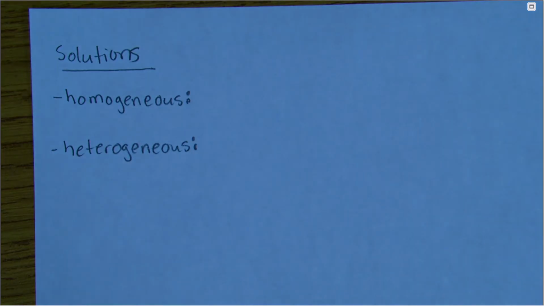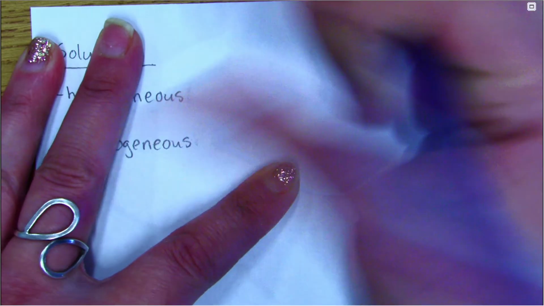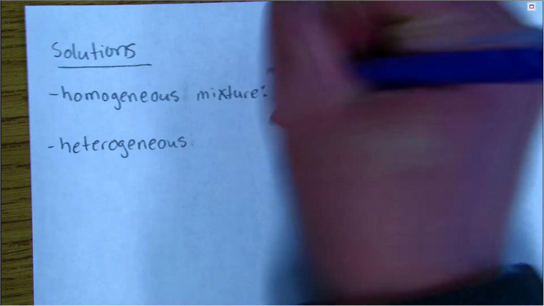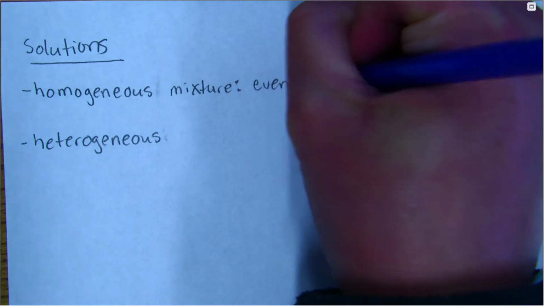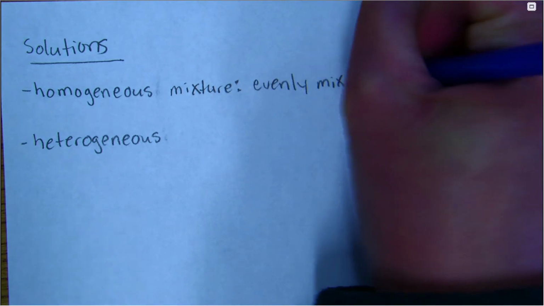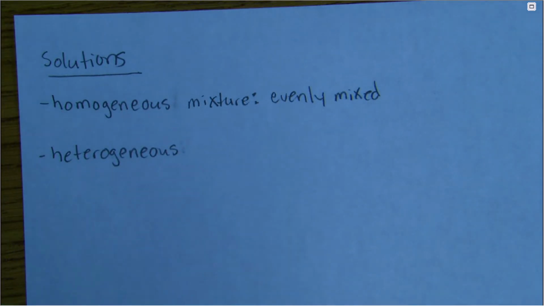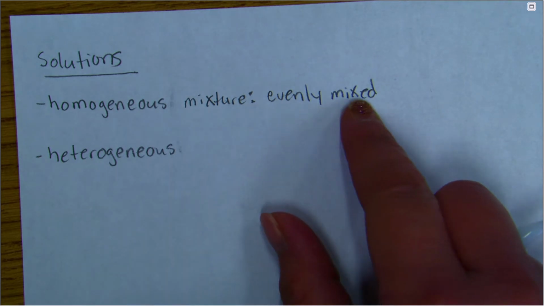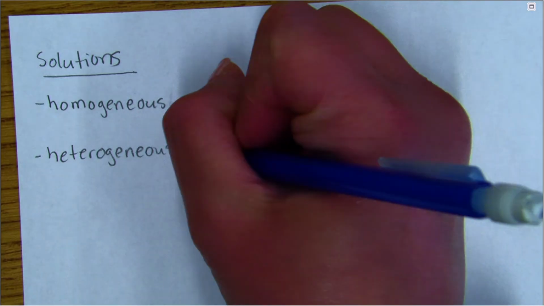So a homogeneous solution or mixture, let's add in the term mixture, okay? It is a solution, it's a mixture, and this means that it is evenly mixed. So if we have a homogeneous mixture, something that's evenly mixed together, like maybe sugar water. When you take a sip of sugar water, it tastes the same. And if you take a second sip of sugar water, it tastes the same, right? It's evenly mixed together.